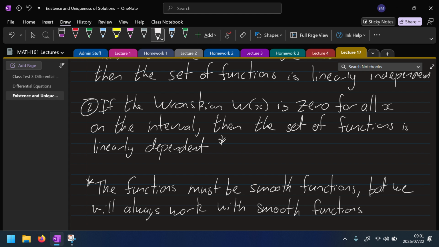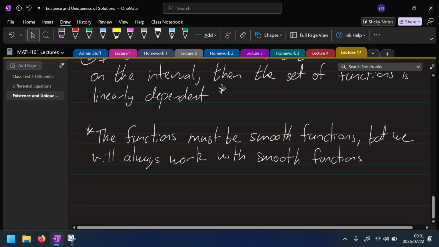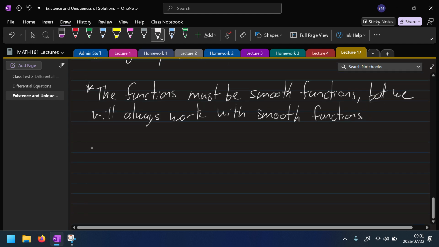You're all good. Okay, so it's either case 1, where it's linearly independent if it's non-zero. Otherwise, case 2, it's the opposite. If it is 0 for all x, then it's dependent. Okay, let's have a look at some examples of this.